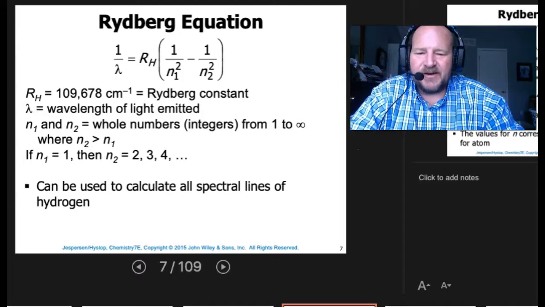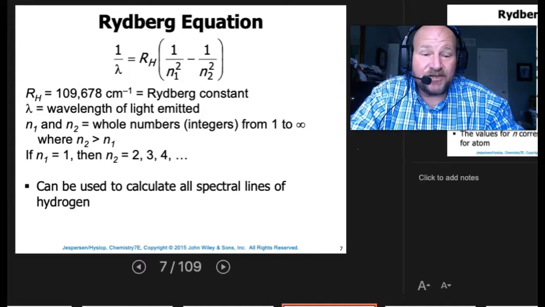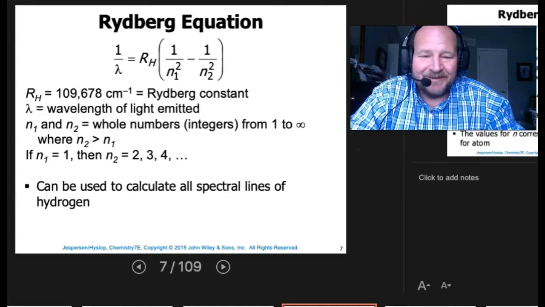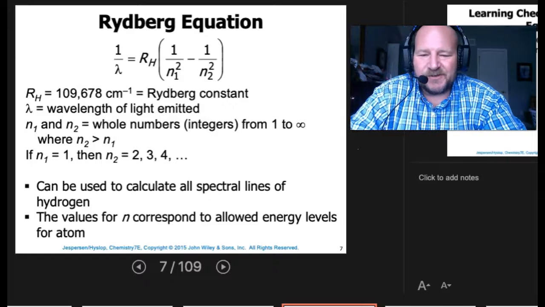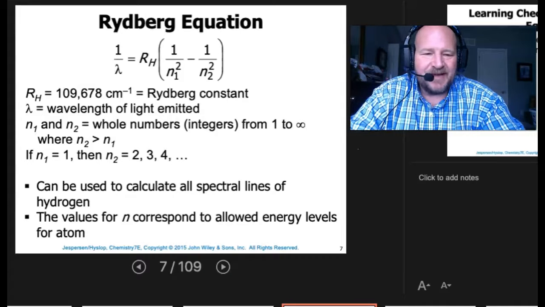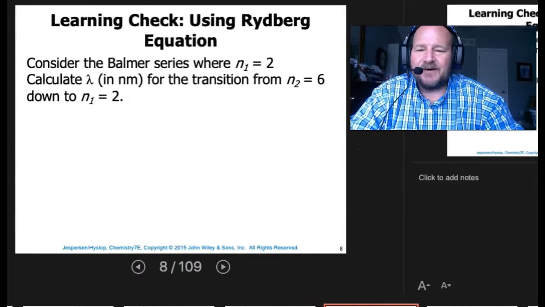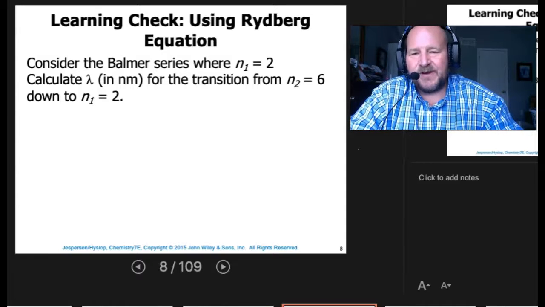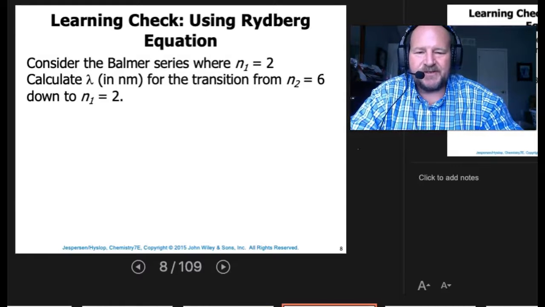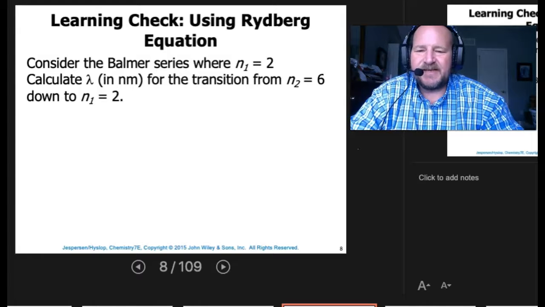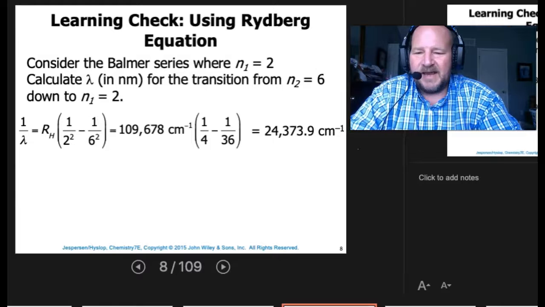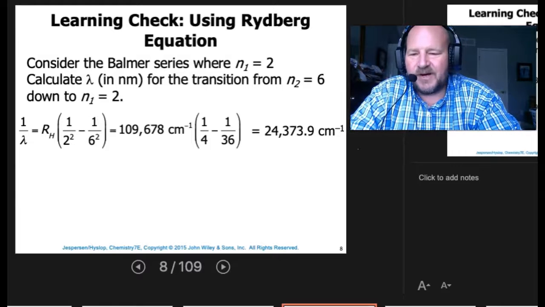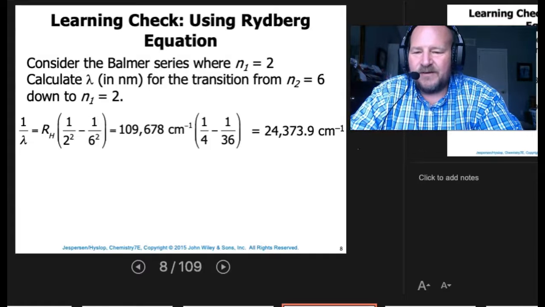Now, these can be used to calculate all spectral lines of hydrogen, only hydrogen. The values for n correspond to allowed energy levels for that atom. Now consider the Balmer series where n1 is equal to 2, and we'll calculate the wavelength in nanometers for the transition from n2 equaling 6 down to n1 equaling 2. In other words, 1 over lambda is equal to the Rydberg constant times 1 over 2 squared minus 1 over 6 squared.